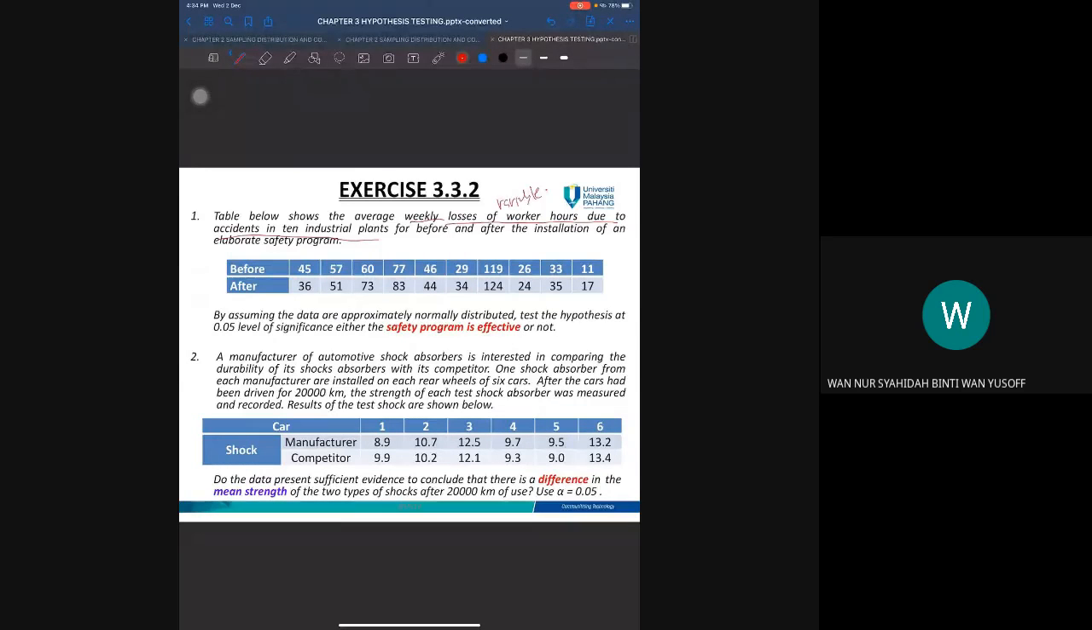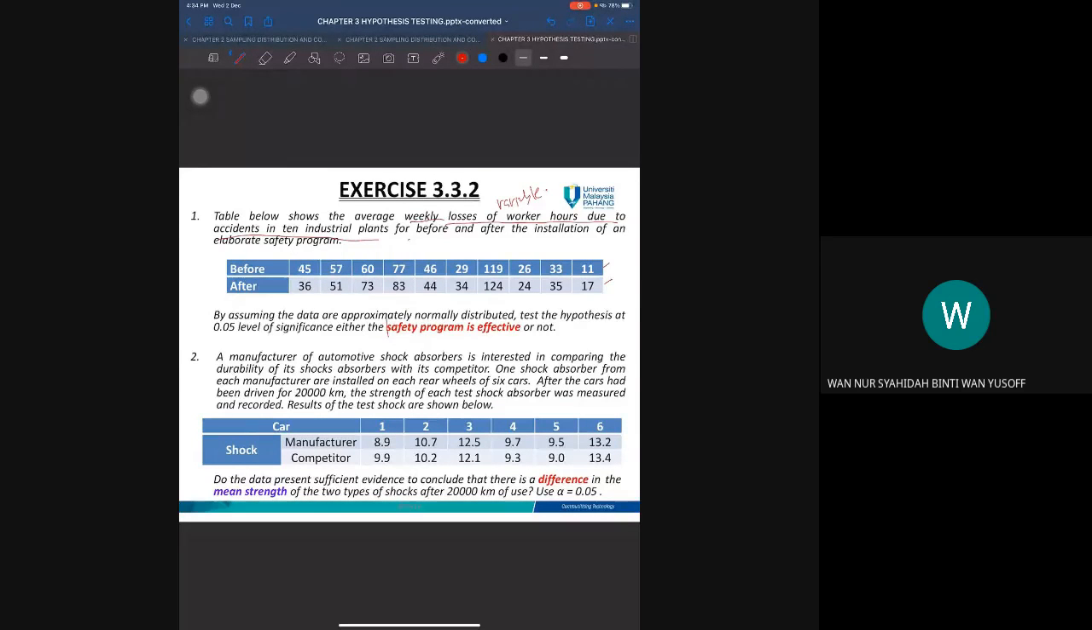In 10 industrial plants, before and after the installation of an elaborate safety program. So data before and after were collected from the same 10 industrial plants, so we have the same population. By assuming the data are approximately normally distributed, test the hypothesis at 0.05 level of significance whether the safety program is effective or not.